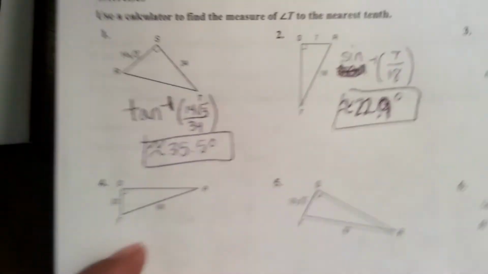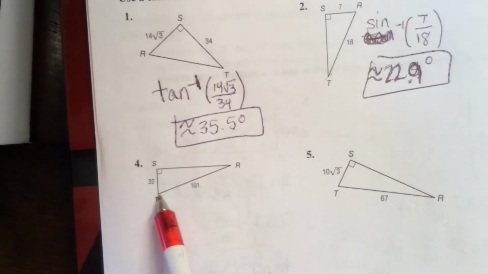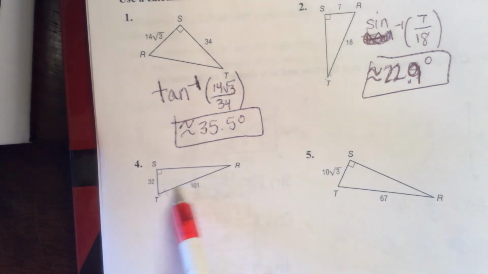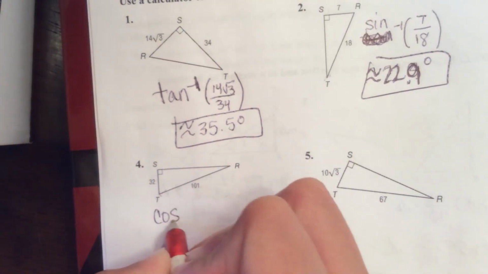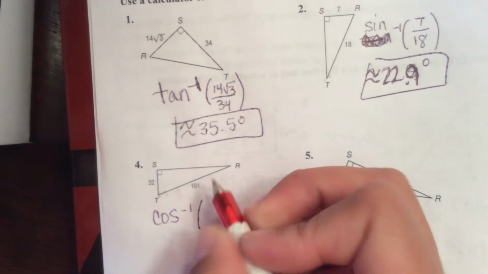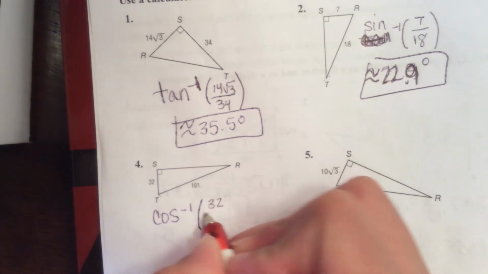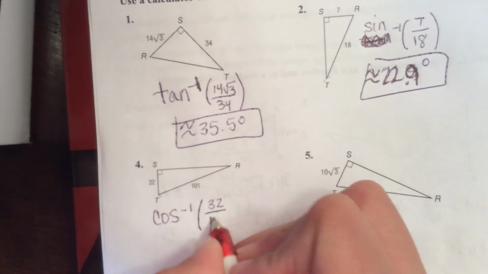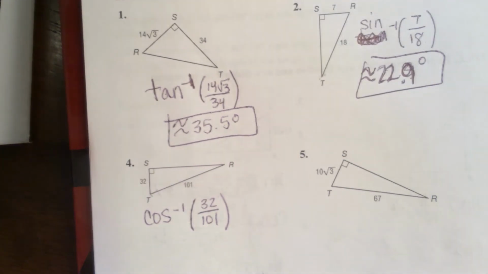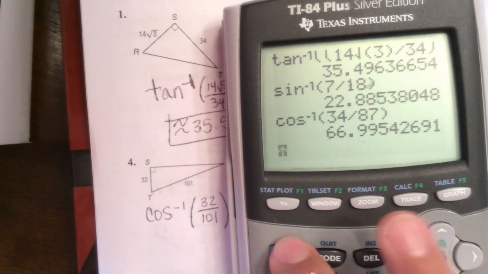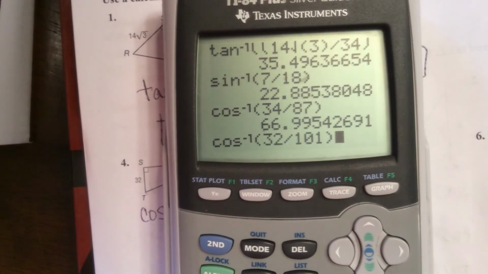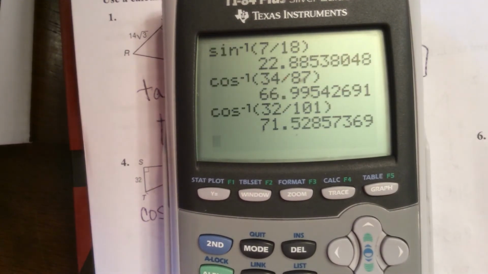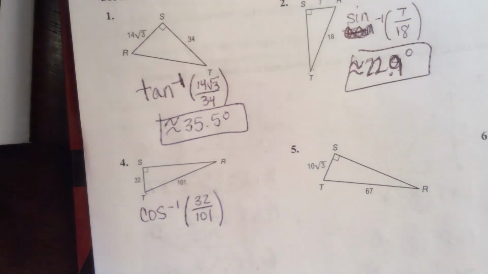67 degrees. Number 4, we have a side that is adjacent, and we have the hypotenuse. Adjacent and hypotenuse is equal to the cosine. Okay, adjacent is 32. The hypotenuse is 101. We put that into our calculator. And that gives us approximately 71.5 degrees.